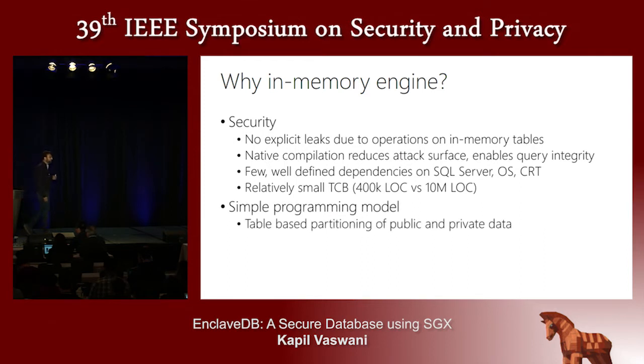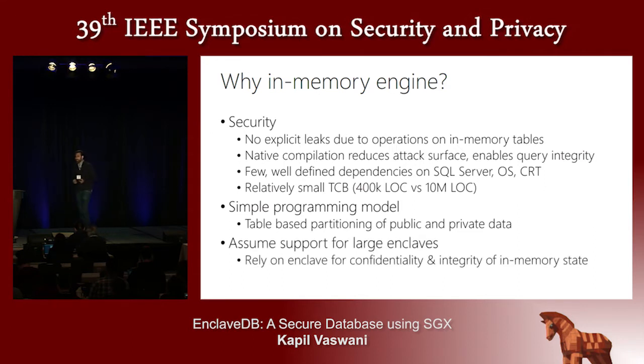The other reason why we chose an in-memory query engine and this architecture is because it lends to a very simple programming model. Unlike encrypted databases where you have to explicitly choose individual columns and decide to encrypt them, here you just simply decide the set of tables that contain sensitive data and host them inside an enclave. We do, in our architecture, assume the support for very large enclaves because we are going to host all sensitive data and the indexes on this data inside the enclave. These large enclaves don't exist today, but we believe there is no real reason why enclaves should not expand and support large amounts of memory.